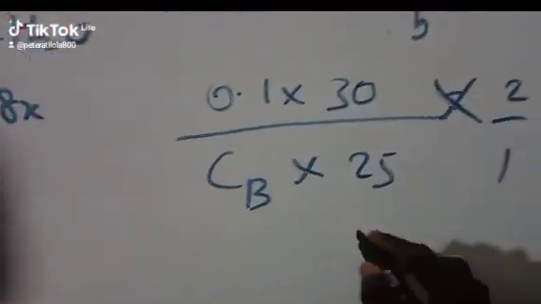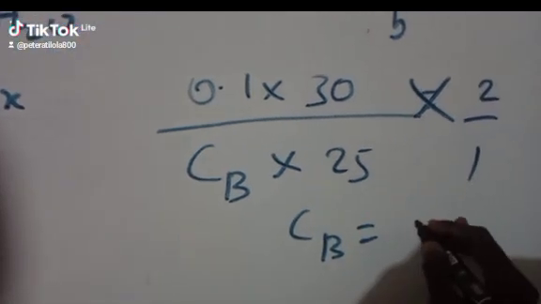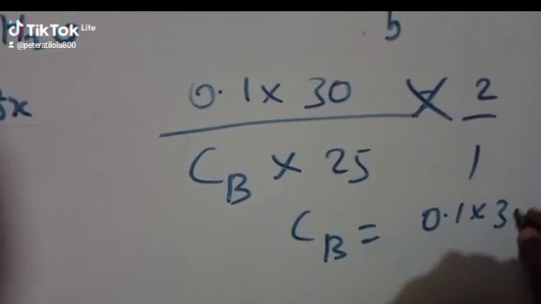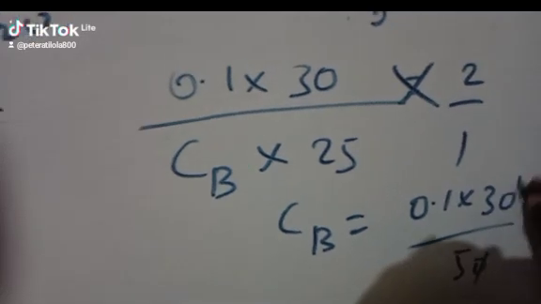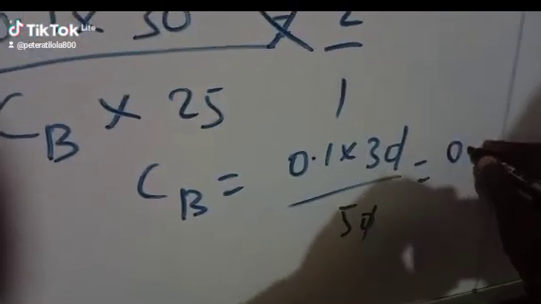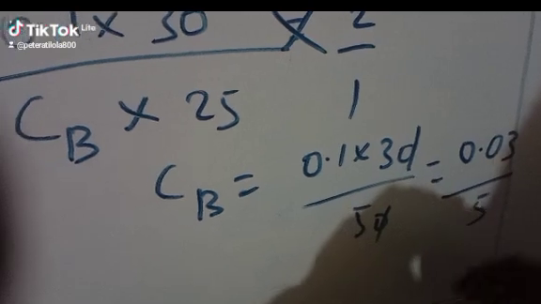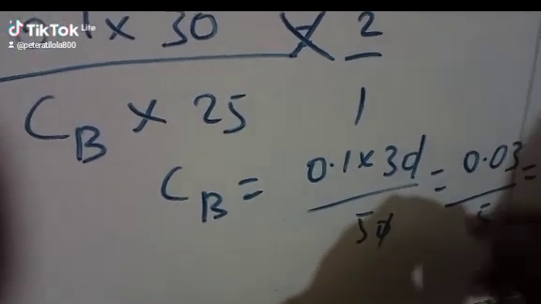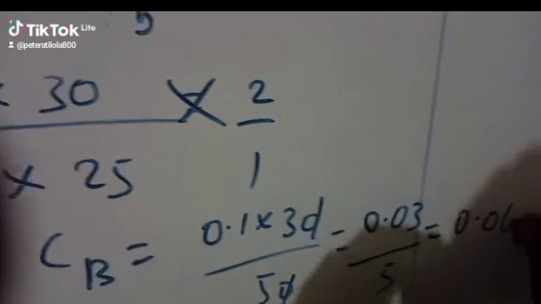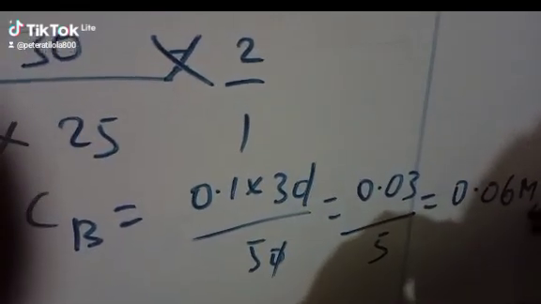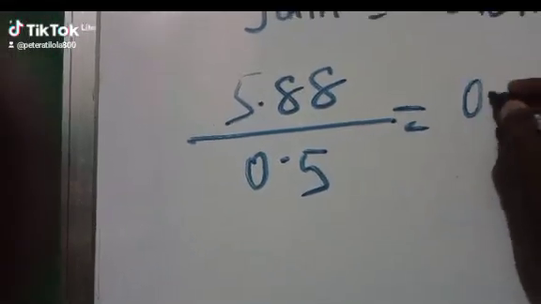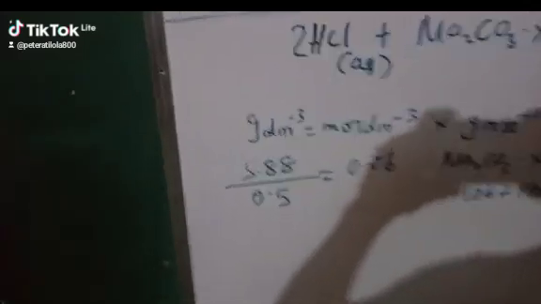So you cross multiply. So CB is going to be equal to what? That will be 0.1 times 30 over 50. 0 cancels 0. 0.1 times 3, that is 0.03 over 5. This is just like doing 3 over 10 times 5. That should be 0.06 M. So I've gotten this and I carry it here, which I just got here to be 0.06. So by the time you press 5.88 divided by 0.5, that should give us 11.76.